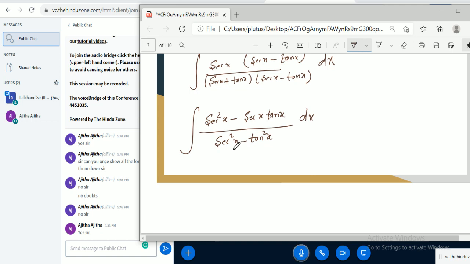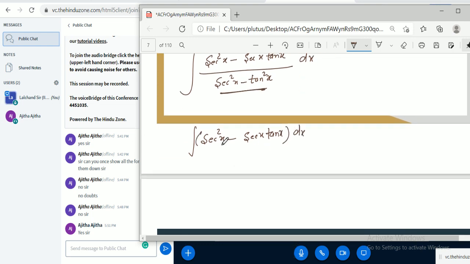So what is the value of this denominator? Because this is the identity, we can substitute the value of this identity as 1. Then this integral will be sec square x minus sec x into tan x into dx, isn't it?